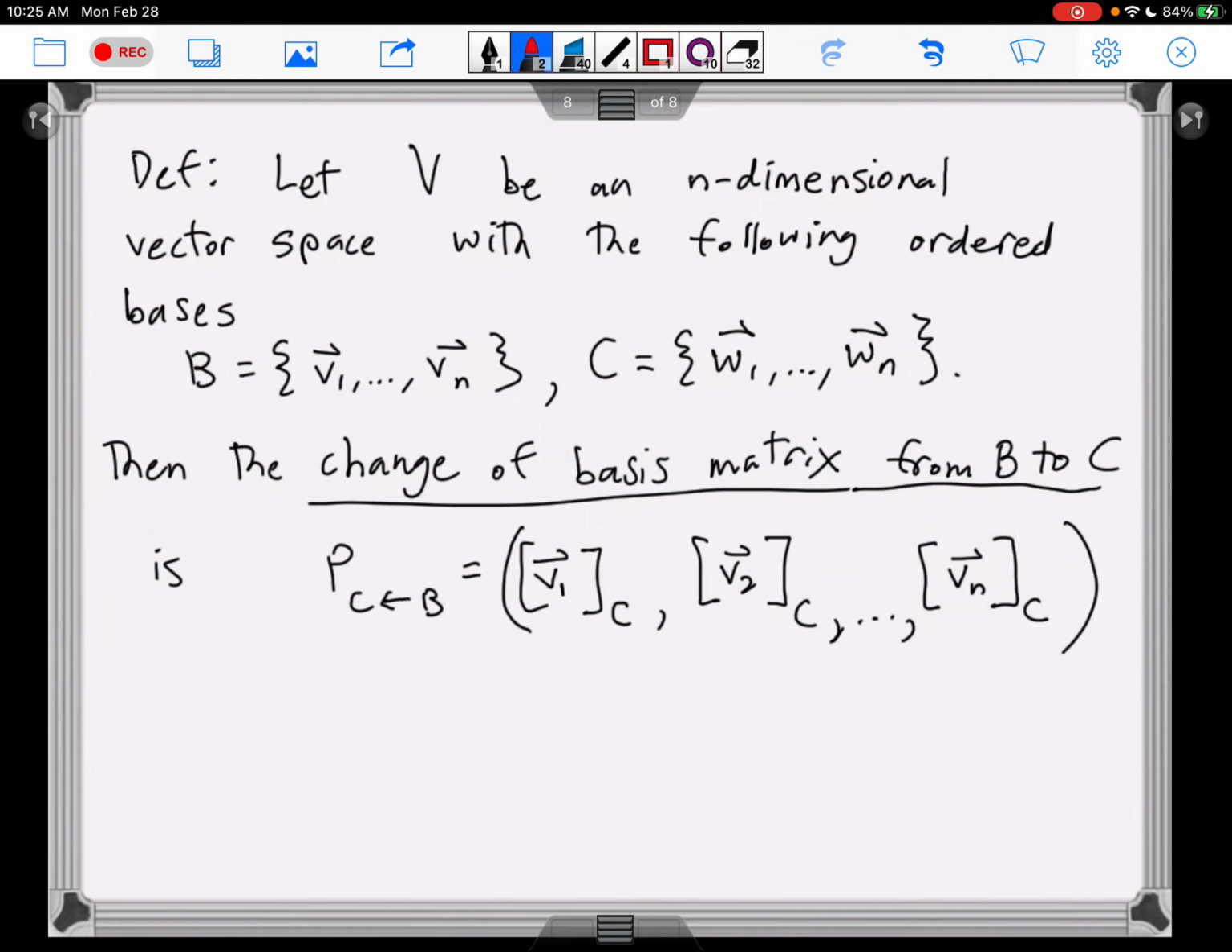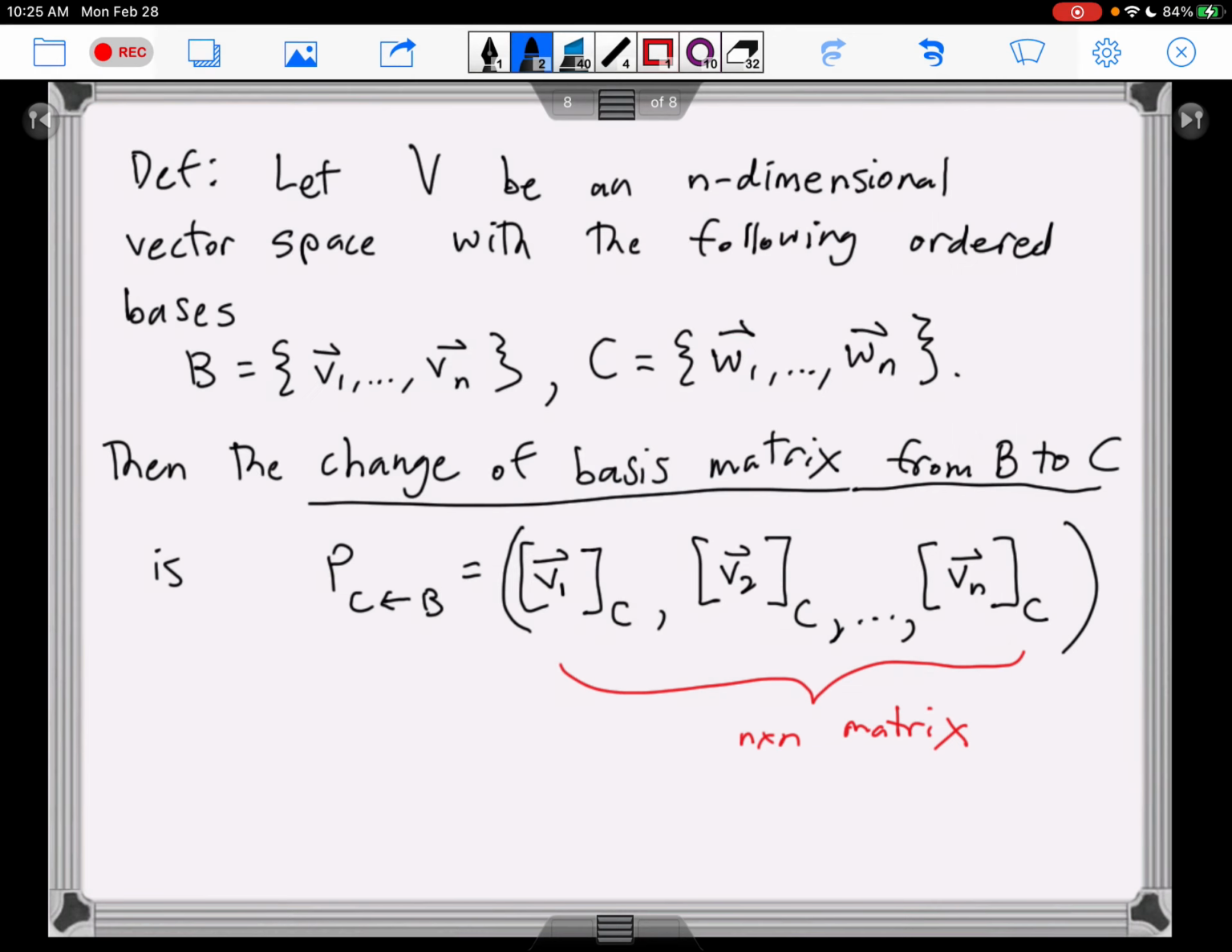Notice, by the way, because we're dealing with an n-dimensional vector space, each of these vectors has n components and there's n of them. So this, of course, is an n by n matrix. So your change of basis matrix in an n-dimensional vector space from one basis to another is always an n by n matrix.